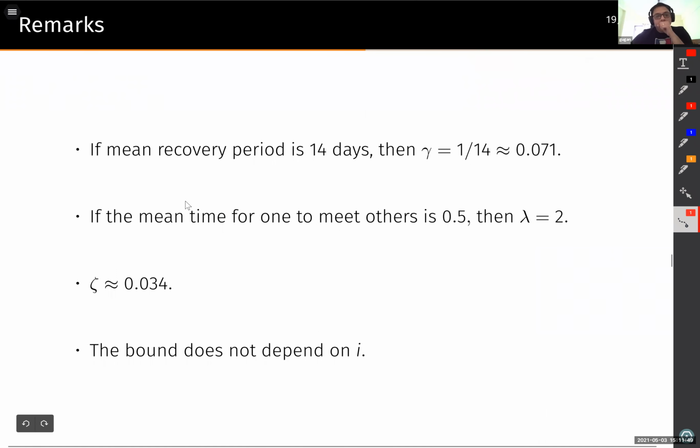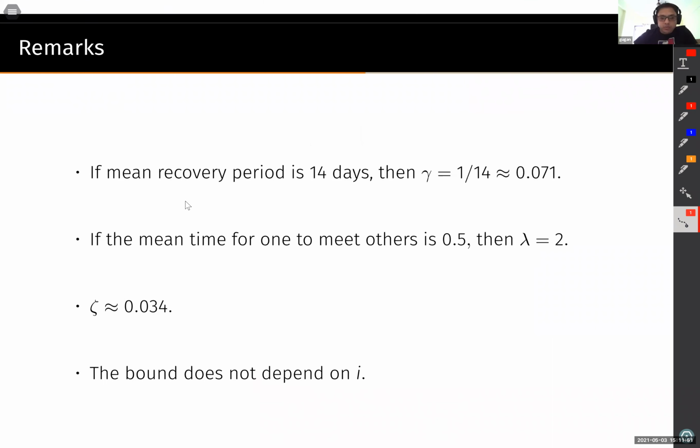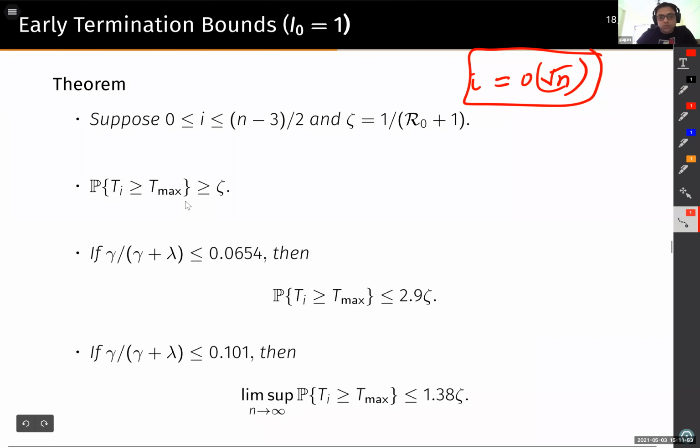Is that okay? And one thing I would like to point out is that these bounds do not depend on I. Is this okay? A quick answer is that we actually obtain a summation which depends on I, and then we approximate that summation with a suitable geometric series, and that geometric series no longer depends on the value of I, and consequently these estimates also do not depend on I.